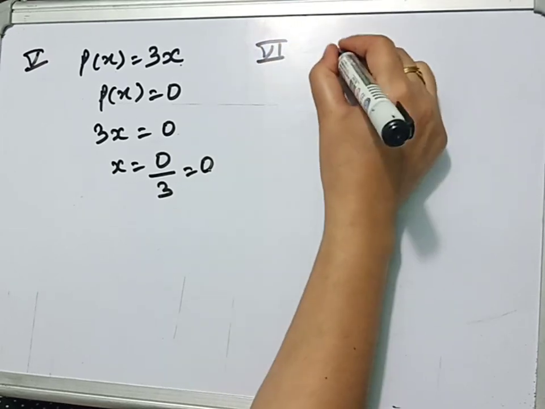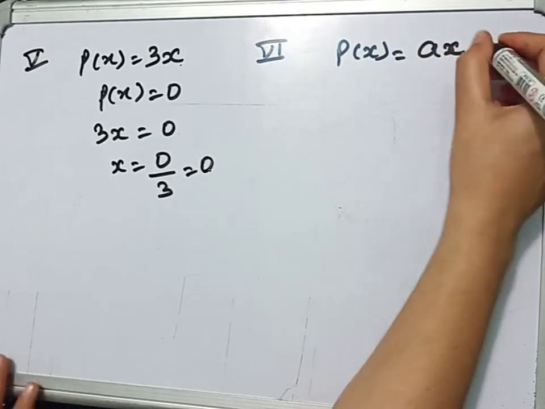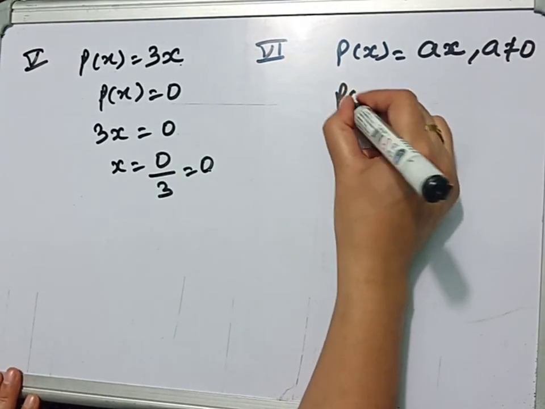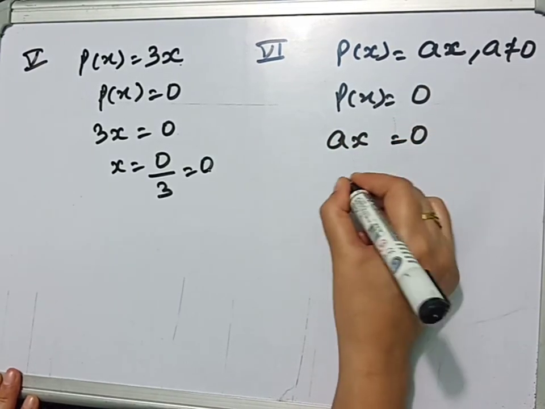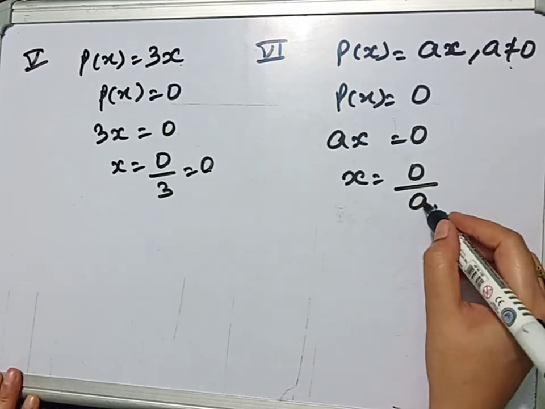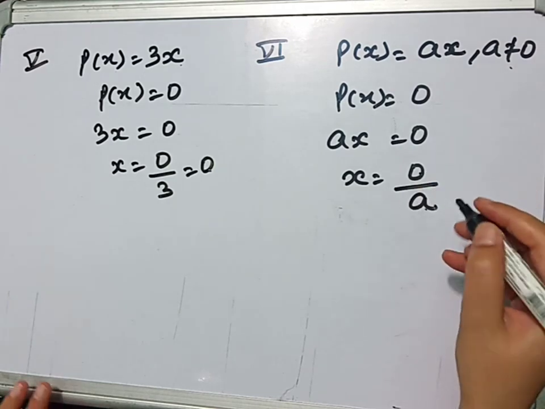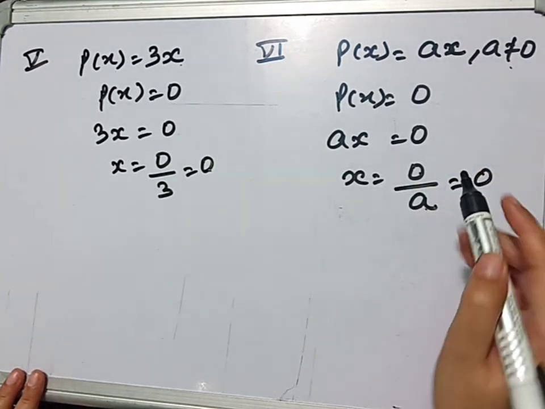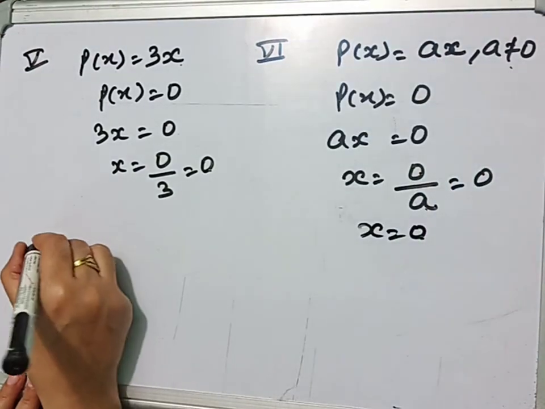Sixth part is p(x) is equal to ax and a is not equal to 0. Now p(x) is equal to 0, ax is equal to 0, x is equal to 0 over a. a is not equal to 0 means a is any other number, 0 over 1, 2, 3. So 0 over any number is equal to 0. Again x is equal to 0 is the 0 of p(x).